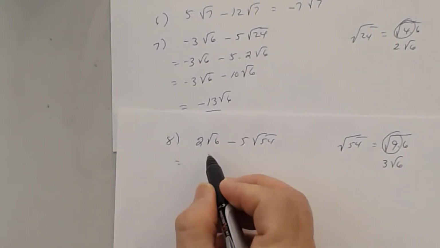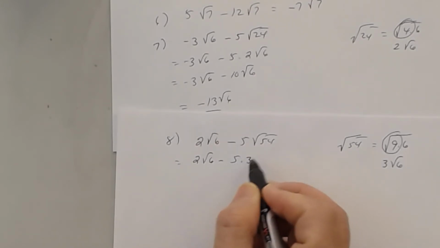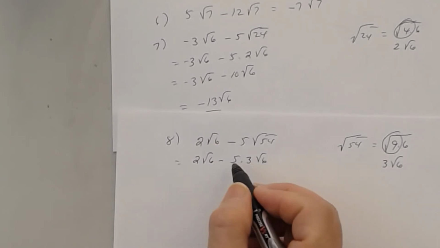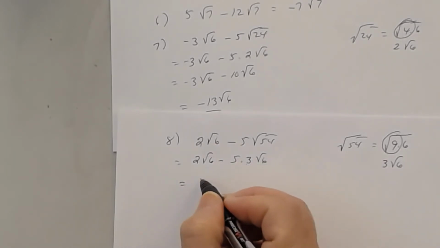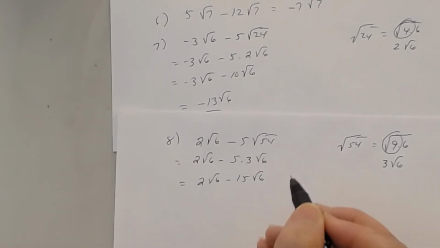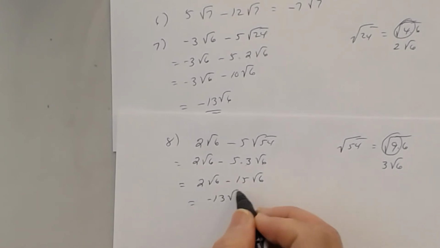So I'm going to come back right here. Now I'm going to rewrite this. That's 2 square root of 6 minus 5 times 3 square root of 6. Go further with it, because you know 5 times 3 is what? So that's 2 square root of 6 minus 15 square root of 6. And so how many square root of 6s do I have? Negative 13.